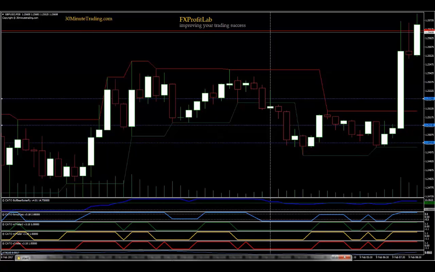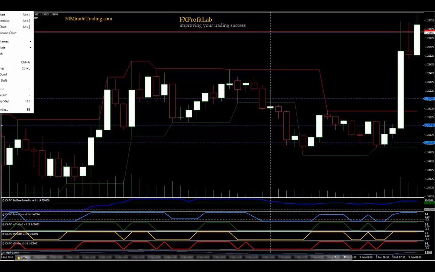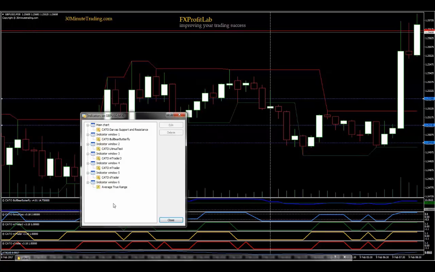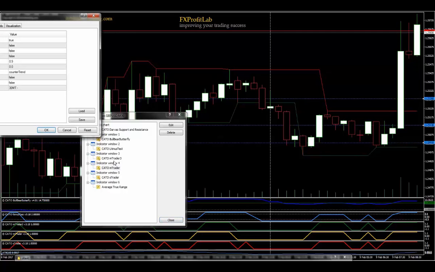Let me just show you the indicators then. I'll bring them up. They're all based on the same idea. So let's go and have a look at the M Trader, because the M Trader is the one that kicked off. Bring that in over here so you can see it.